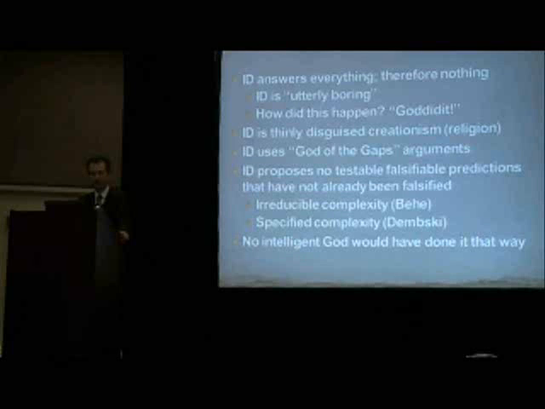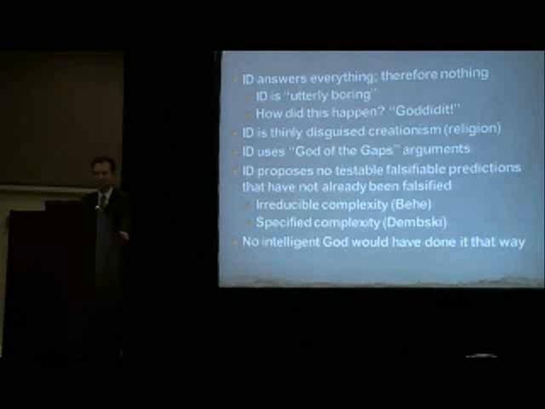The first one is intelligent design answers everything. The intelligent design theory answers everything, therefore nothing. So intelligent design theory is utterly boring because the standard reply is, how did this happen? Well, God did it. All right? So that's a pretty good one. Intelligent design theory is thinly disguised creationism, and we all know creationism is wrong. So intelligent design theory must also be wrong.